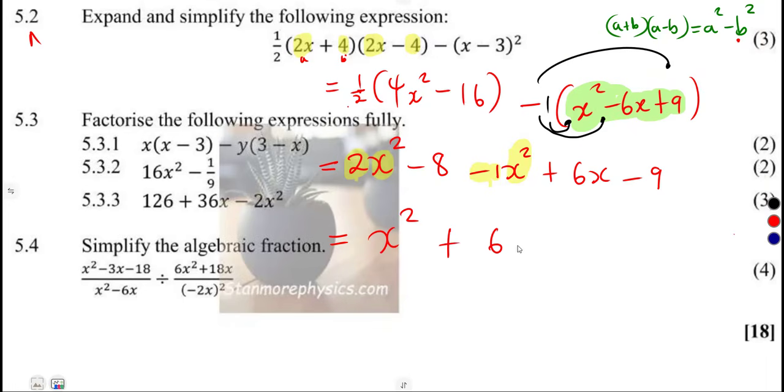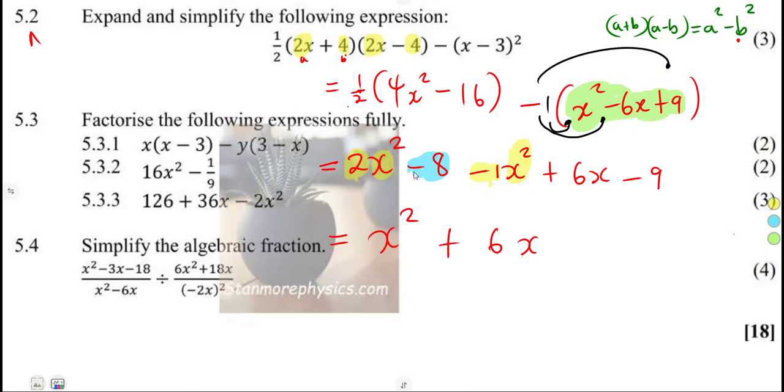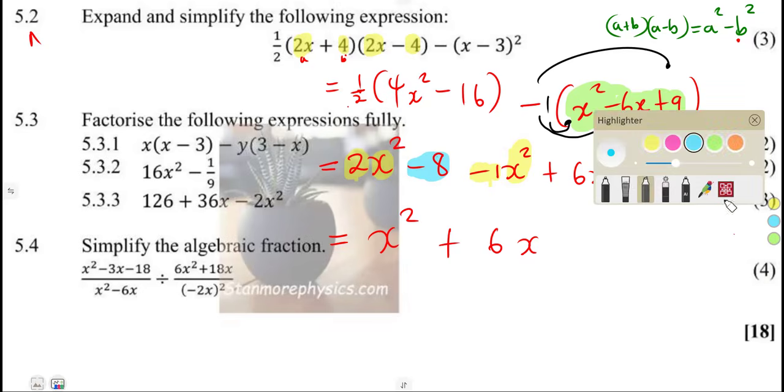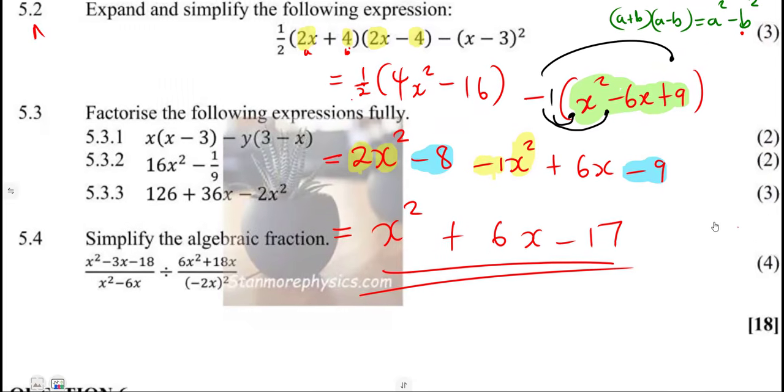So that's plus 6x. The constants: there is a negative 8 here as a constant, and there is a negative 9 as a constant. So minus 8 minus 9, that's what? Minus 17. So this is going to give us minus 17. So that is the idea of this type of question. In answering this, you are going to obtain this, that is the typical way of answering, all right? So do revise as many questions as you can.